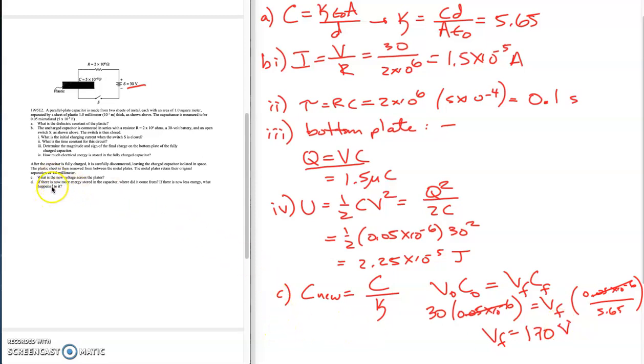All right, part D. Is there more energy? Where did it come from? If there's less energy, where did it go? All right, so for part D, I'll change color here.